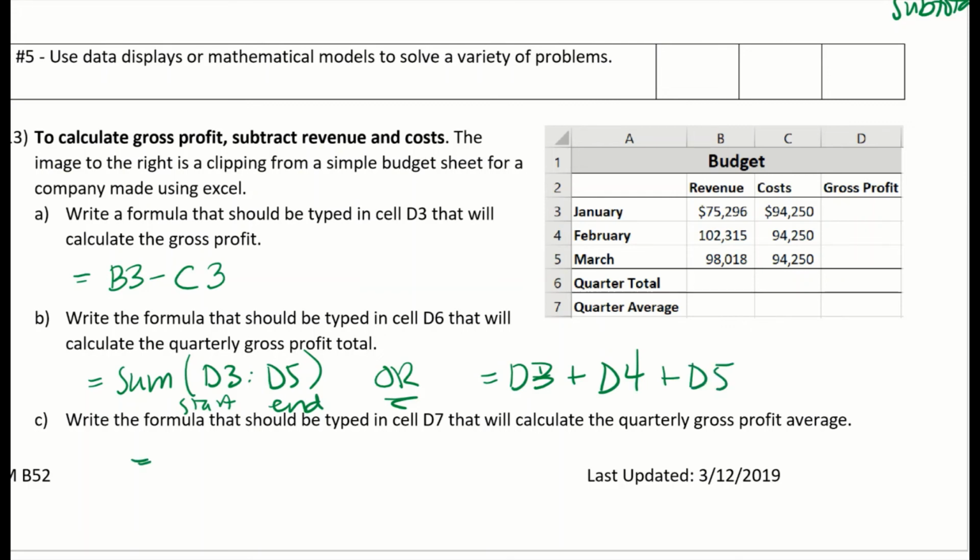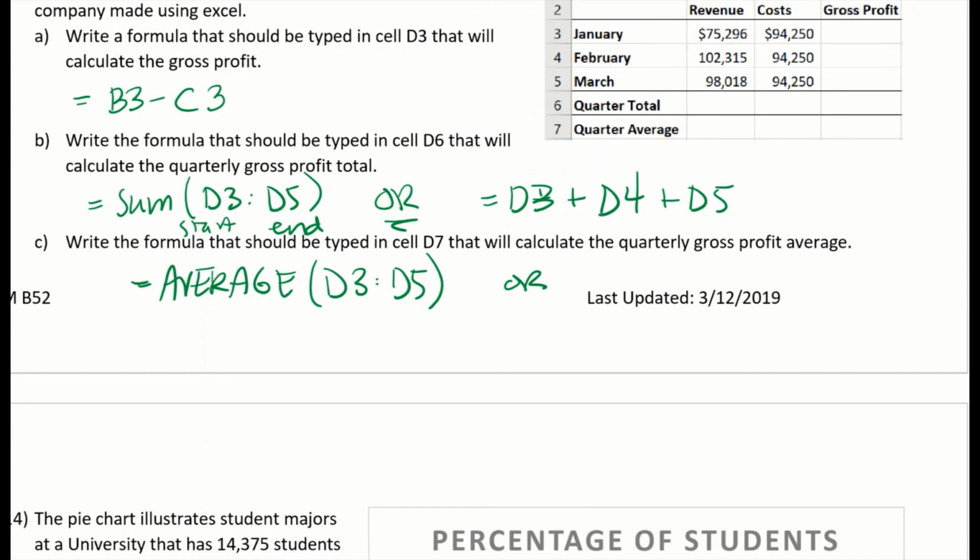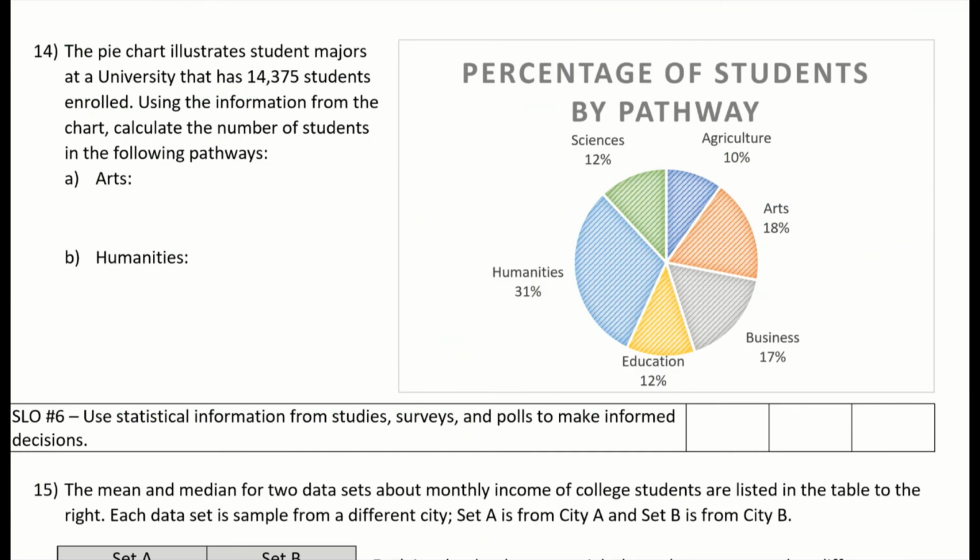And then average, equals average is the formula you want to use. And again, you're going to list the start value and the end value. Or you can actually add them all out, divide by how many there are. Lots of ways to do that. And the slash would be division for Excel.